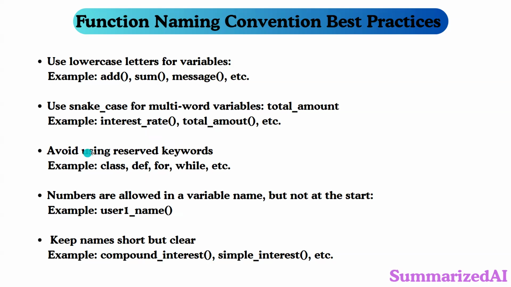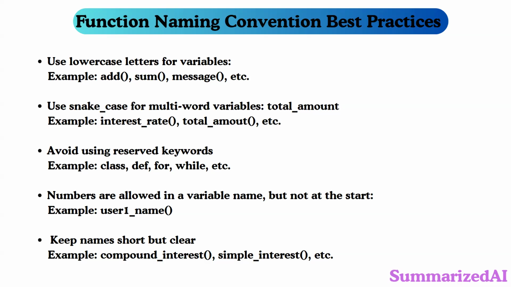Now avoid using reserved keywords. You cannot say class followed by opening and closing braces. It will give you an error because these are reserved keywords in Python, and we cannot use these keywords to give a class name or a function name. This is not something we can use for custom names. Now, apart from this, numbers are allowed in a function name, but not at the start. They should be in between or at the end.